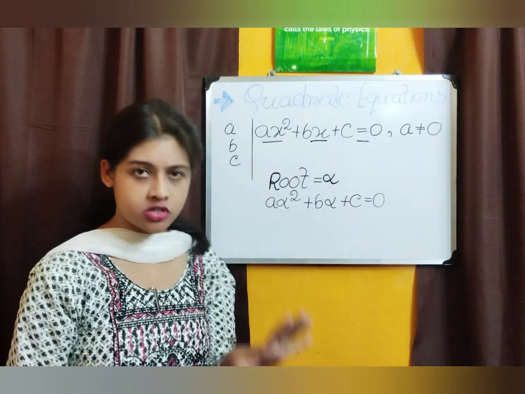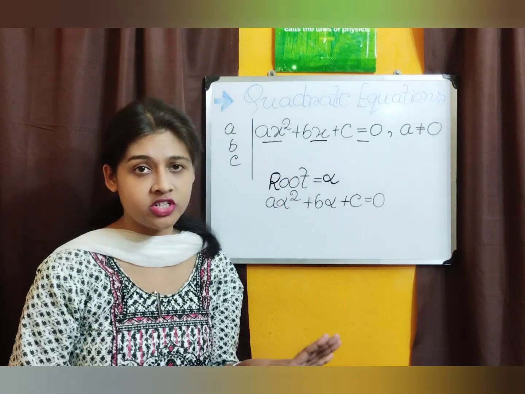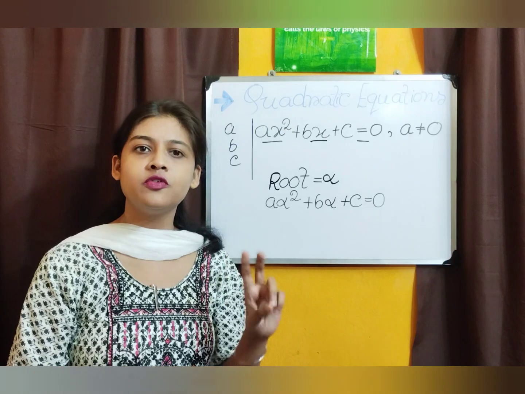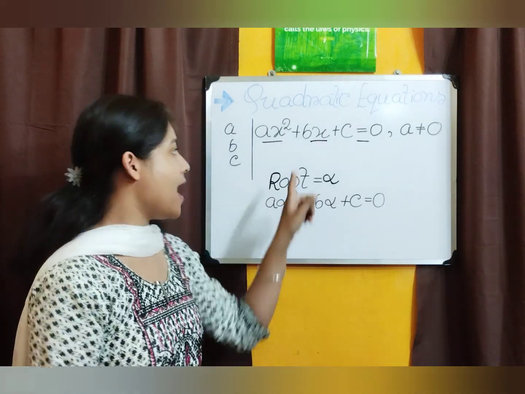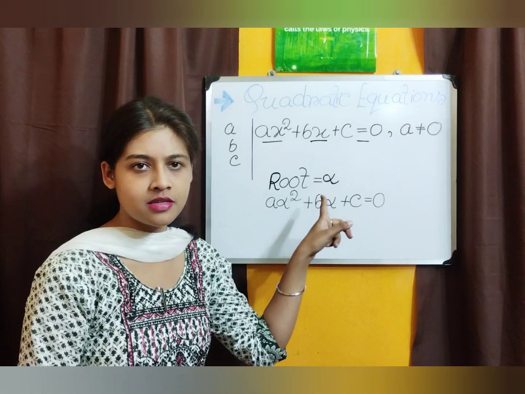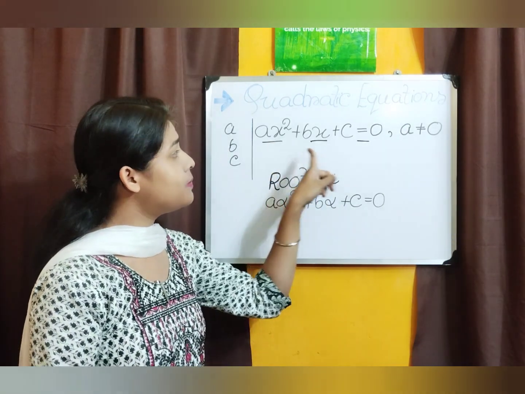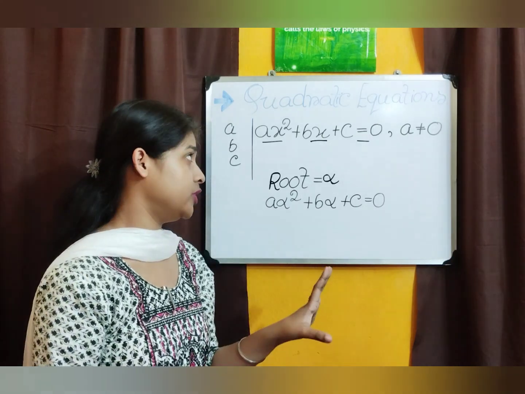Will it be a quadratic equation? Of course yes, because in case of a quadratic equation, the variable is to be raised to the power of 2. So x square is needed in the equation and b is the coefficient of x. So when b equal to 0, the equation becomes ax square plus c equal to 0. So this is also a quadratic equation, no problem with that.